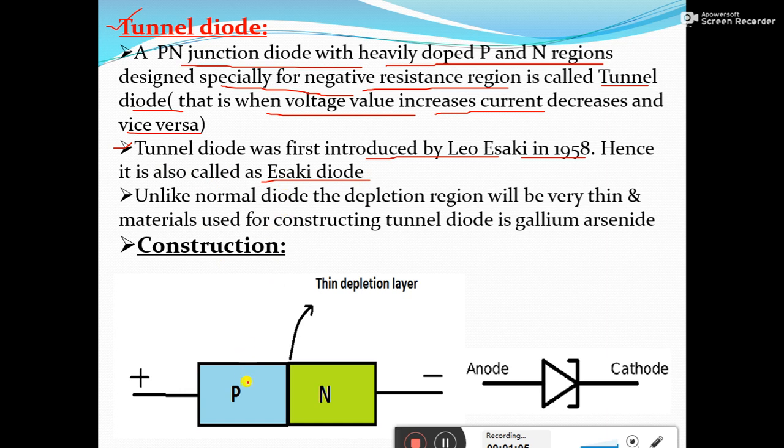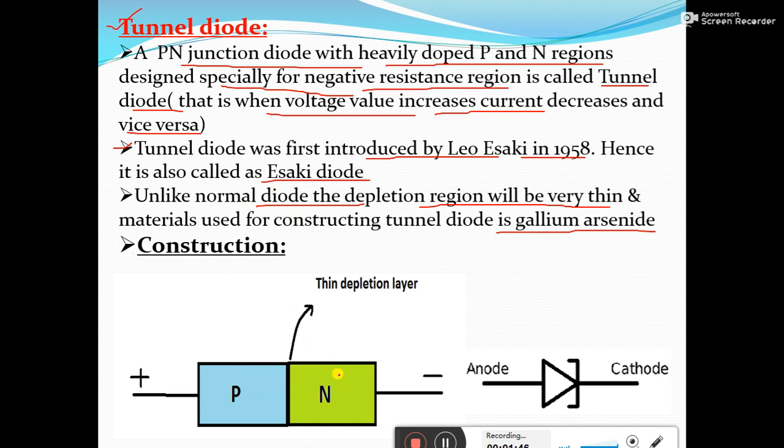Since the P and N regions are heavily doped, unlike a normal diode, the depletion region will be very thin. How much? It is approximately 1/100th as thin as that of a normal PN junction diode. And here we won't be using a normal semiconductor material to manufacture these. We will be using a special compound, gallium arsenide, to construct this tunnel diode. This diode works on the principle of tunneling. We will see what exactly tunneling means.